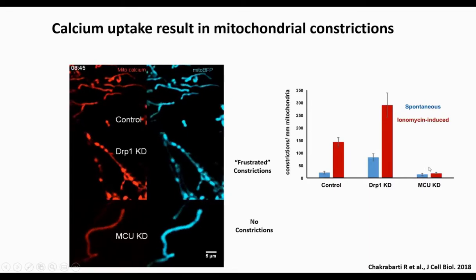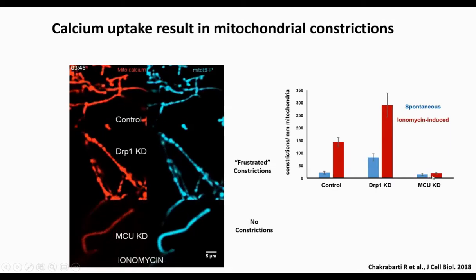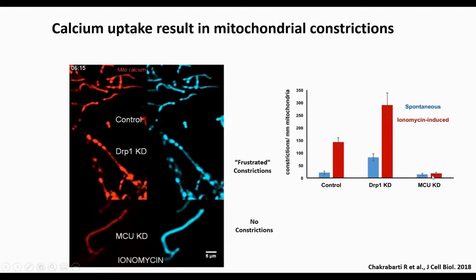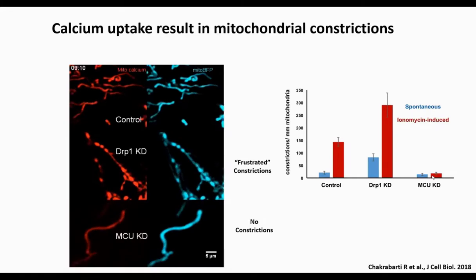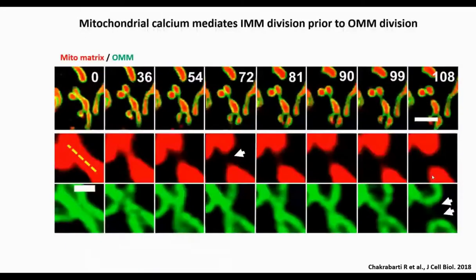But in the MCU knockdown cells, you don't have a lot of constrictions to start with, and these numbers do not go up when you add this calcium stimulation. So what do these constrictions really mean for mitochondrial division? We followed these constrictions and the mitochondrial division in the Airyscan microscope, and here the mitochondrial matrix is labeled in red, and the outer mitochondrial membrane is labeled in green.